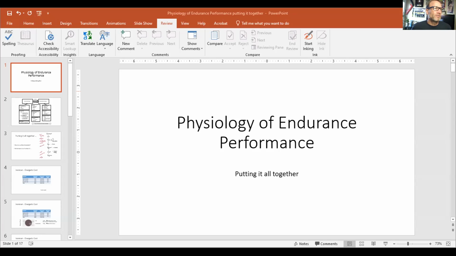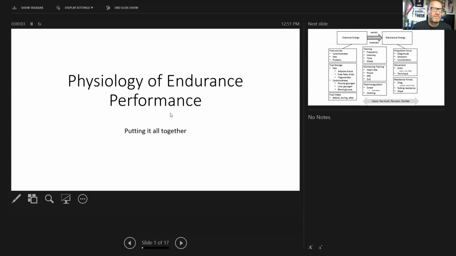All right, so putting it all together. Really, the goal of this class is not just to go through nuts and bolts of physiology, but to really understand how to take our physiology that we're learning in different classes and start applying it to understand endurance performance. And really, we need information from other classes too: biomechanics, functional anatomy, anatomical kinetics, nutrition, motor control, sports medicine. We need all these different areas to really understand endurance performance.